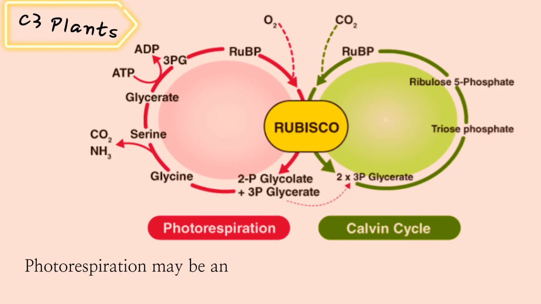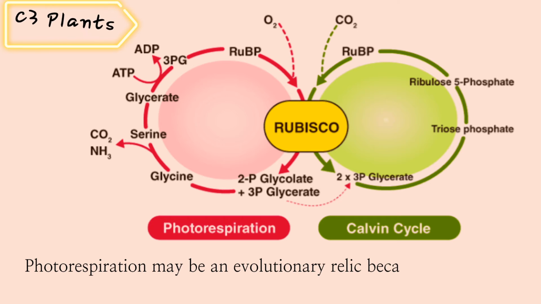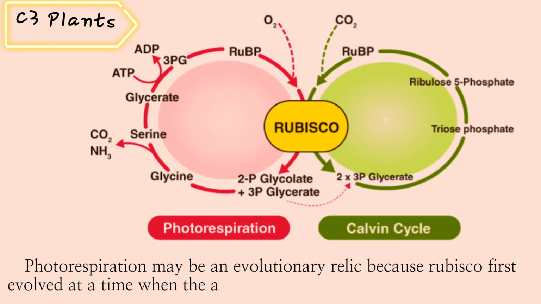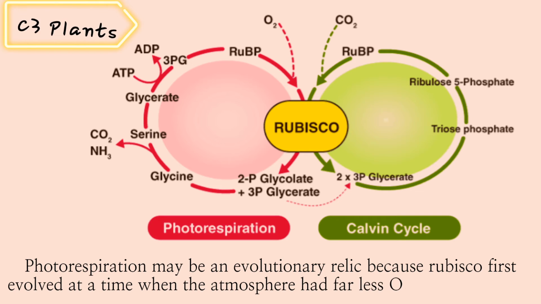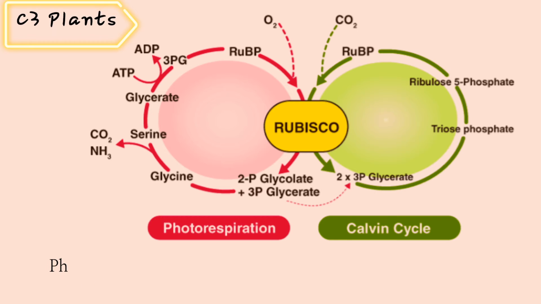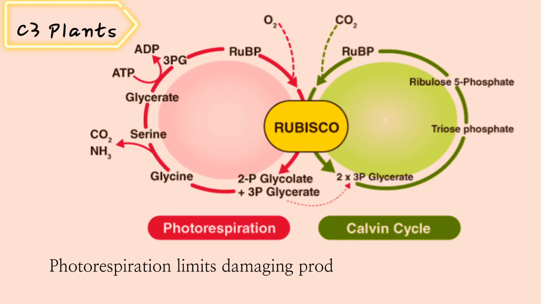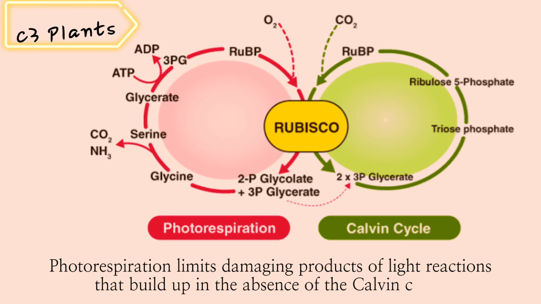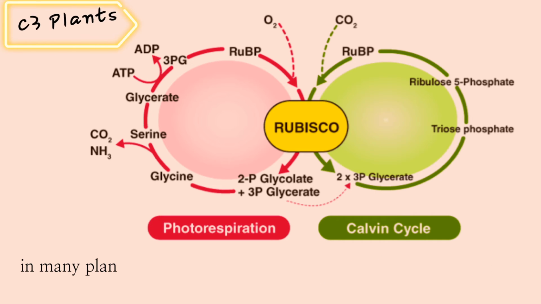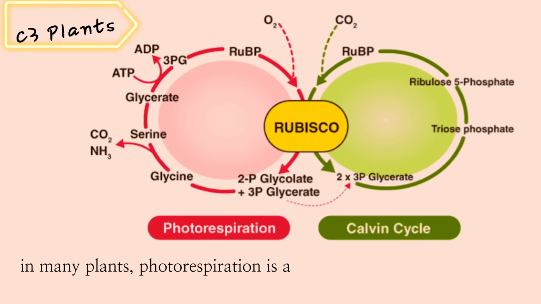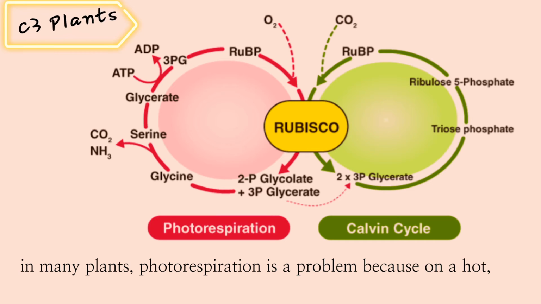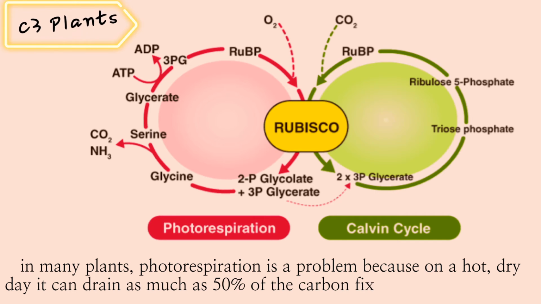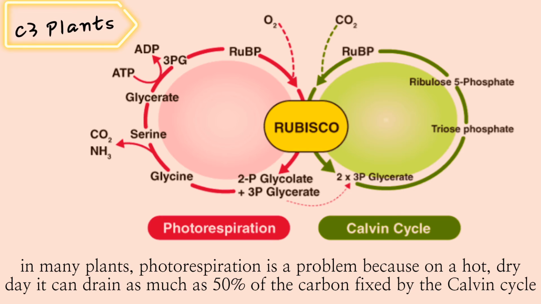Photorespiration may be an evolutionary relic because Rubisco first evolved at a time when the atmosphere had far less oxygen and more carbon dioxide. It also limits the damaging products of light reactions that build up in the absence of the Calvin cycle. In many plants, photorespiration is a problem because on a hot, dry day, it can drain as much as 50% of the carbon fixed by the Calvin cycle.